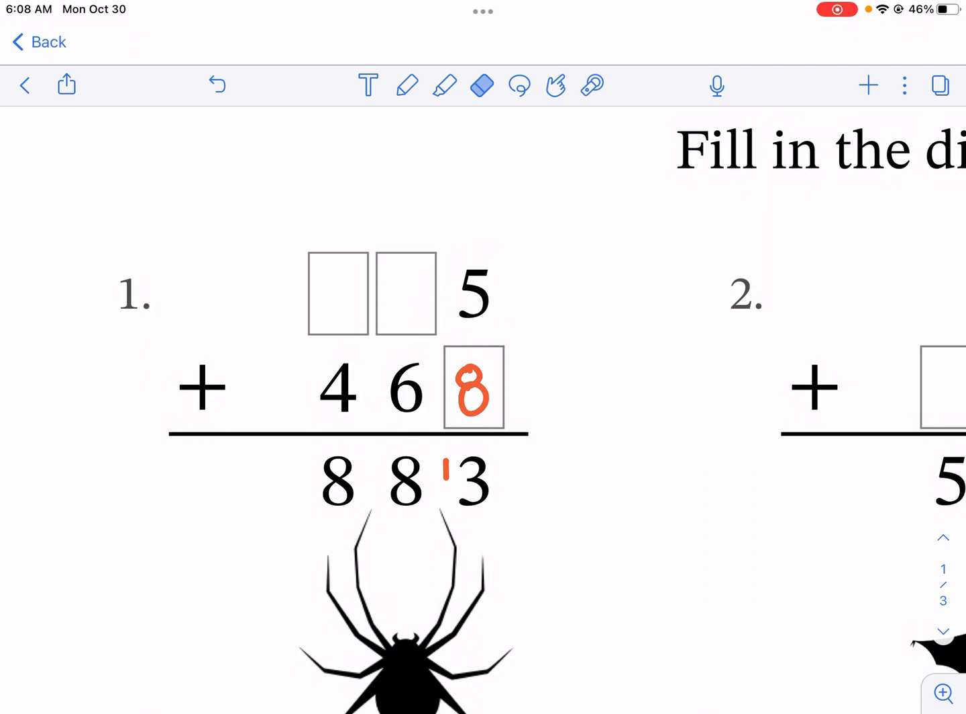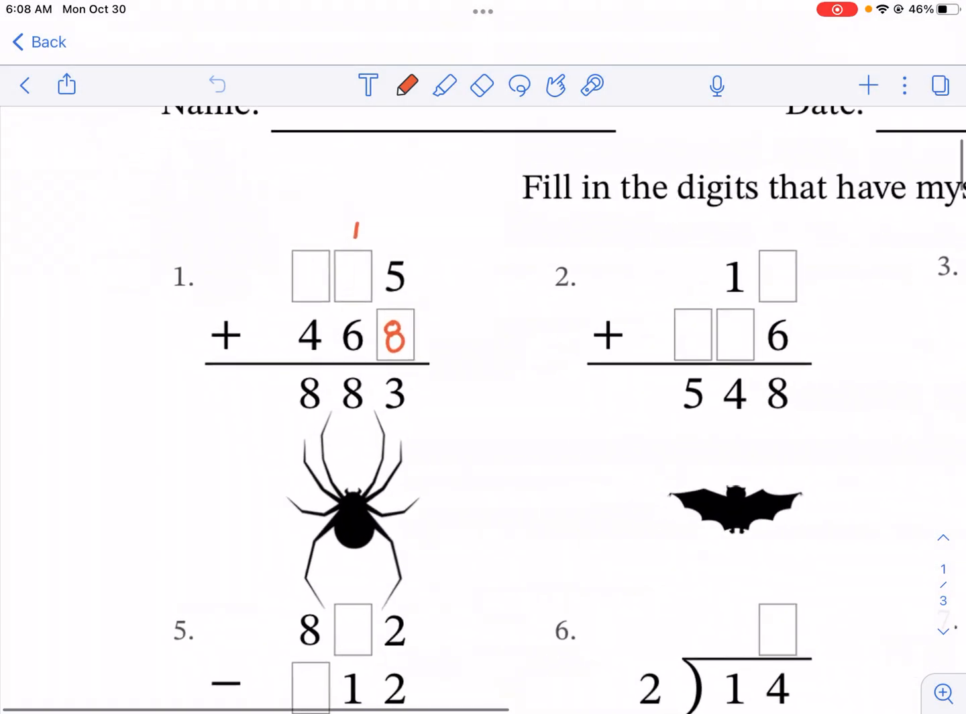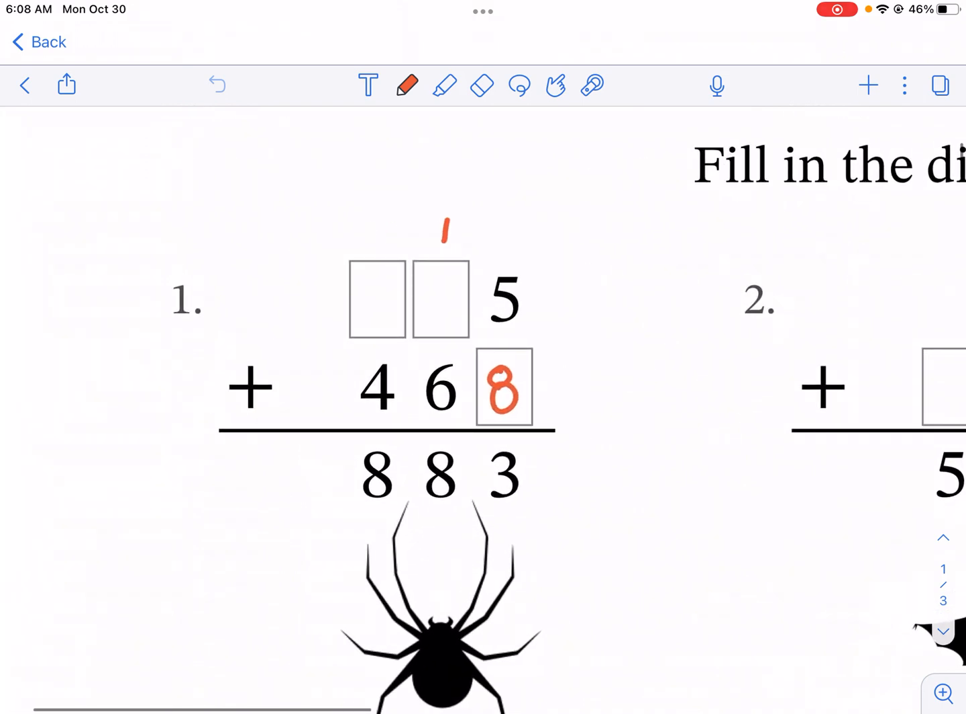Now keep in mind that we'll have that extra 1 up there when we add that. So now we need to think to ourselves, 6 plus 1 plus something equals 8. And that's going to be, of course, just 1. So this tells us that 6 plus 1 plus 1 gives us 8. And then we're going to just move on to the next one, which is going to be 4. 4 plus 4 equals 8.